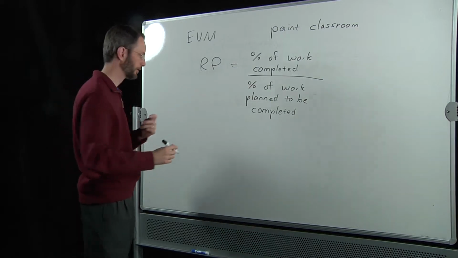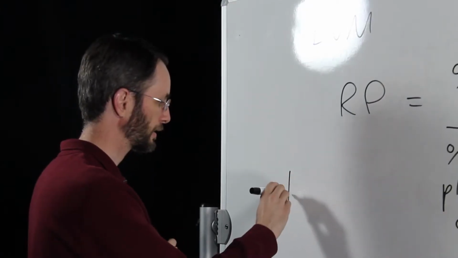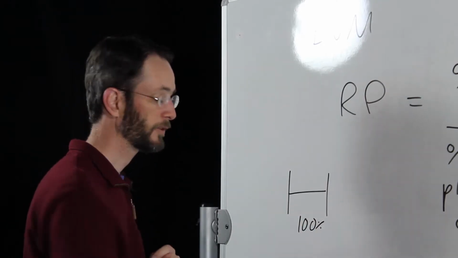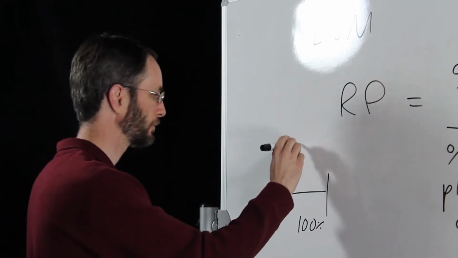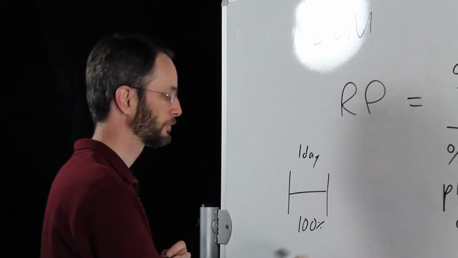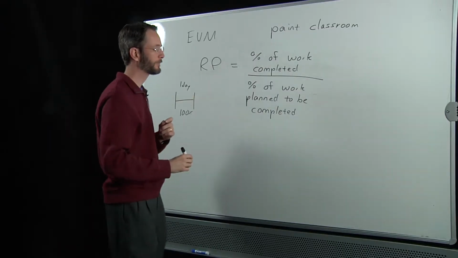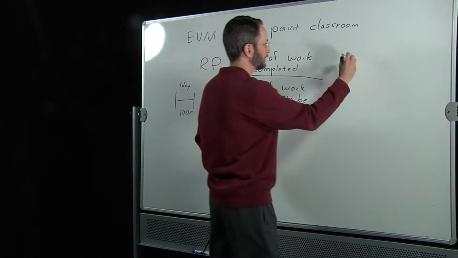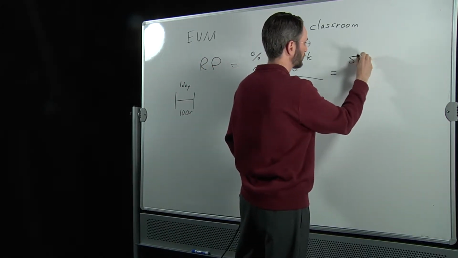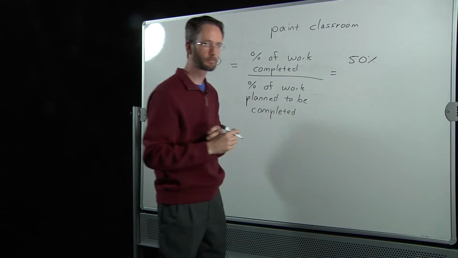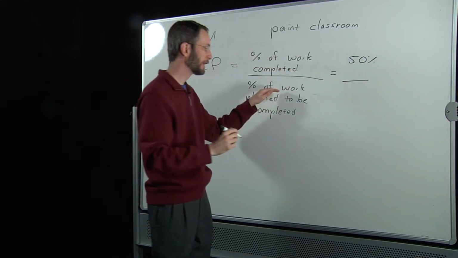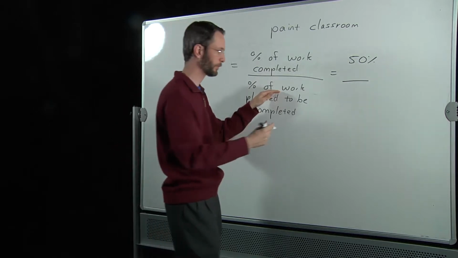So again, back to our illustration of the room. Let's say here's 1 day, 100% of the work should be completed in 1 day. Let's say after 1 day, he's only halfway done. So after 1 day, he has completed 50% of the room. That's a problem because after 1 day, we plan for him to complete 100% of the work.